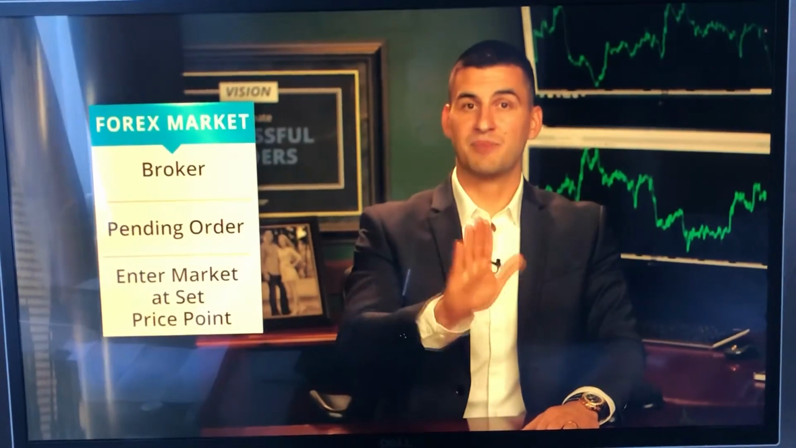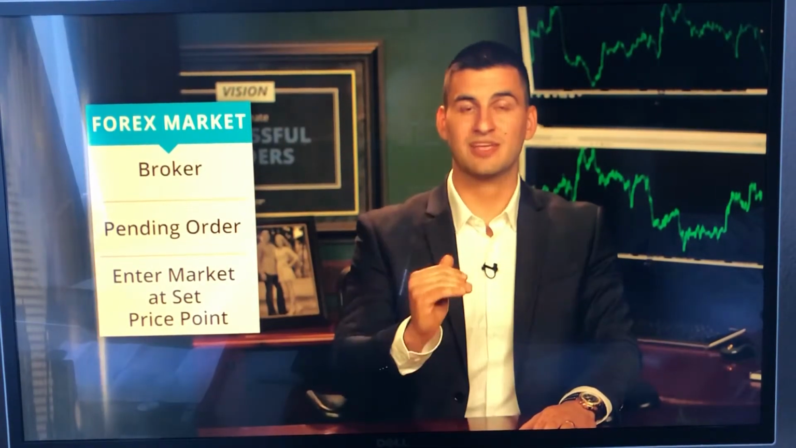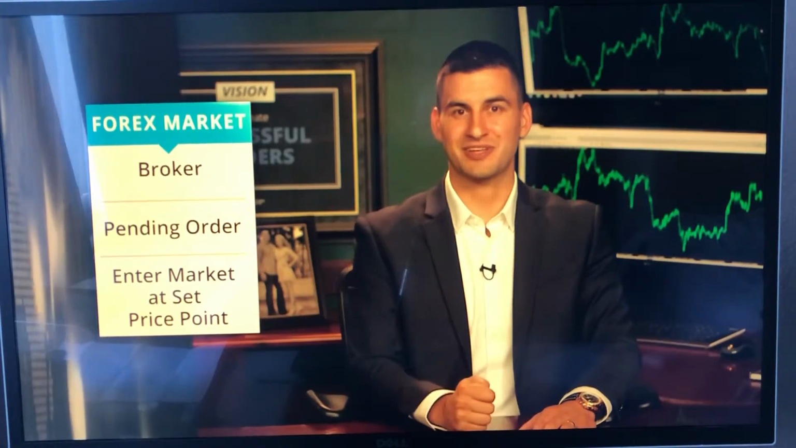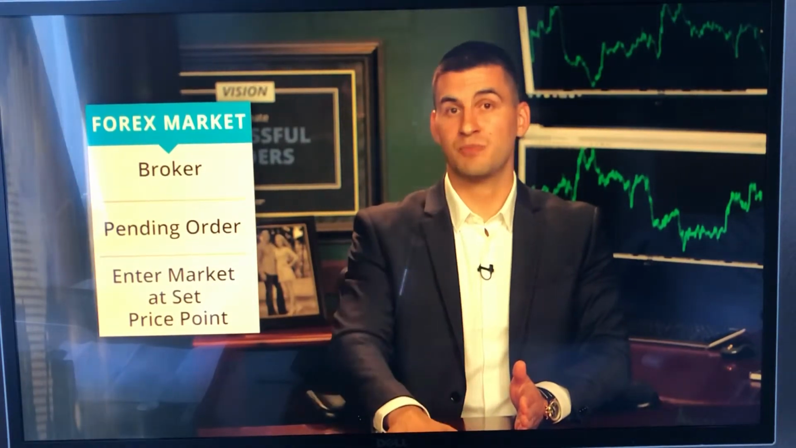Now, when you decide to enter into the market, you have two options. You can enter into the market with a market order, which allows you to physically enter right away, or a pending order, which basically means instead of buying now, you say, I want the market to go to this price point, whether it's up or down, and then you physically enter into the market. So again, you can place a market order, which gets you in right away, or a pending order, where you say at this price point, I want to execute my trade.